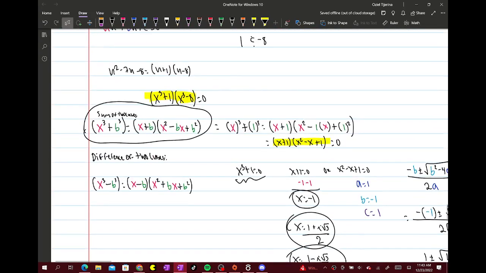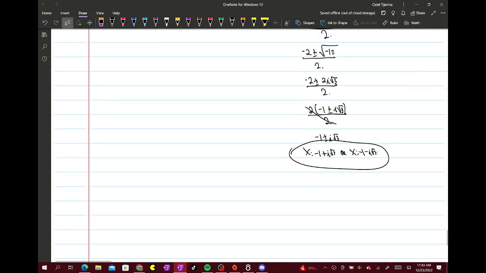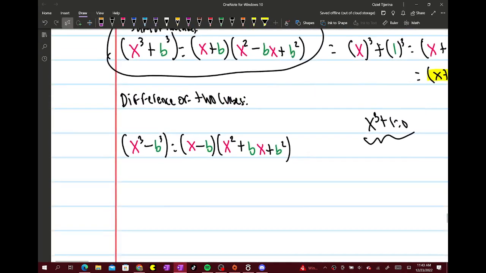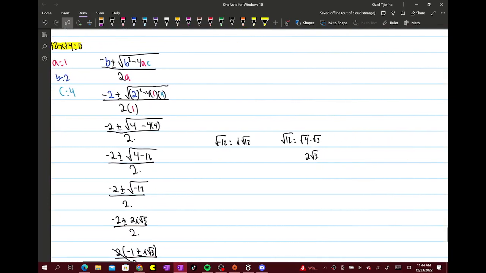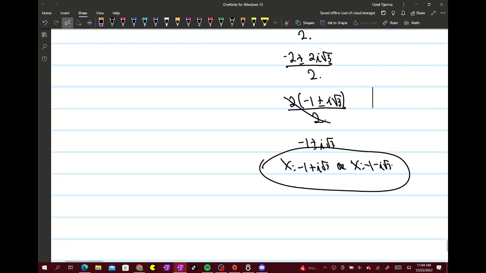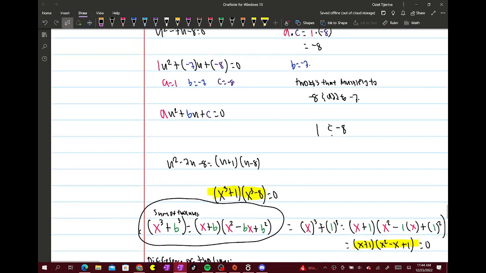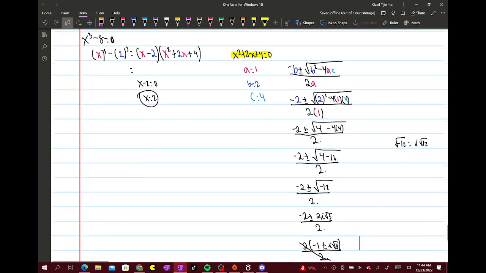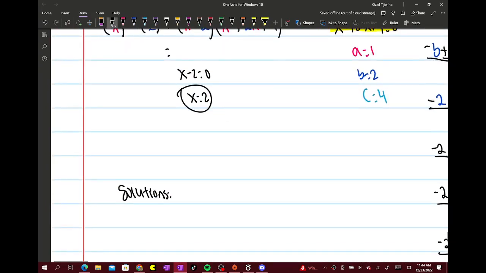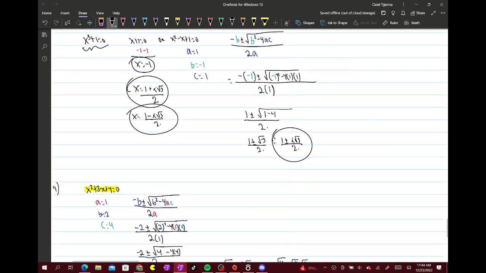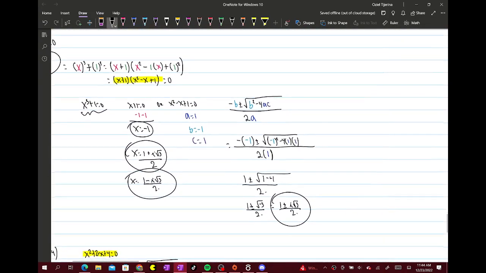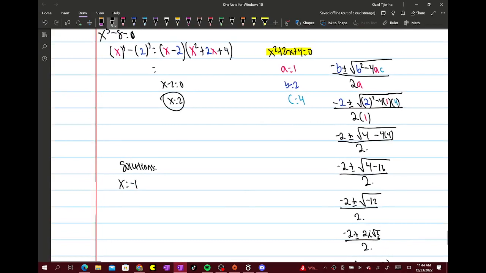Now, that means that for this equation, there are 6 solutions. I think 4 of which are complex, and 2 that are real. So the solutions: we have x equals negative 1, and then there's x equals 2.